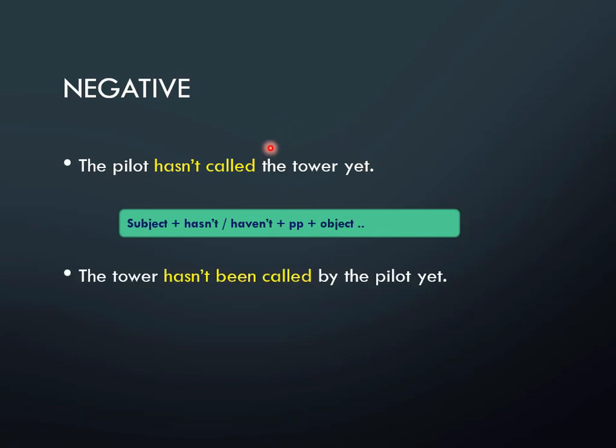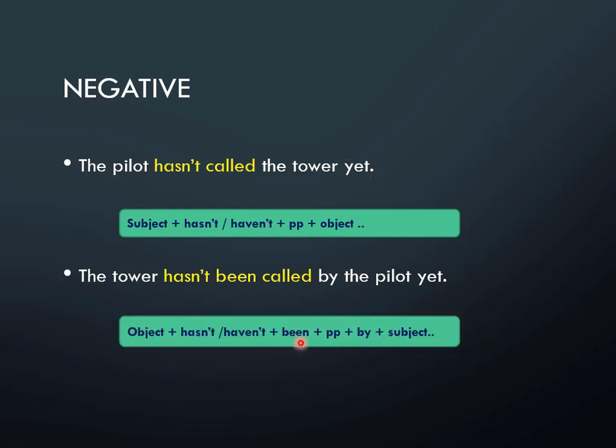The object here is after the verb. We bring it to the beginning of the sentence. After that, we should use the helping verb hasn't or haven't. Then we write the word been, followed by the past participle, the PP of the main verb called, then by, and if you'd like to mention the doer, you should write it at the end. We should use the word yet at the end of a negative sentence or a question. It is not used in affirmative. What's the structure we followed here to write this sentence?